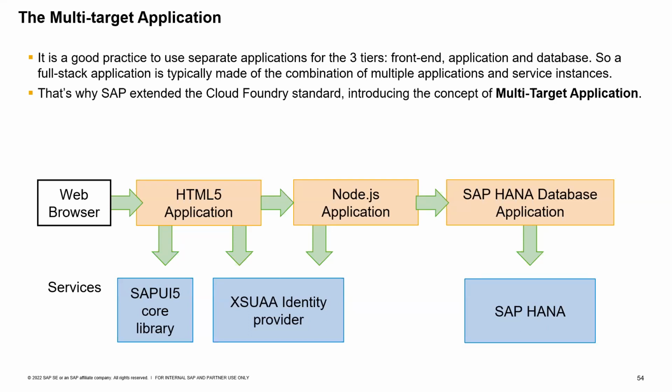Now, today, business applications are basically composed of multiple parts that are developed using different languages and technologies and deployed to a variety of target runtime environments. Now, this diversity introduces many lifecycle changes. It is a good practice to use separate applications for the three tiers, which are basically the front end application and the database. So a full stack application is typically made of the combination of multiple applications and service instances. So that's why SAP extended the Cloud Foundry standard, introducing the concept of multi-target application.